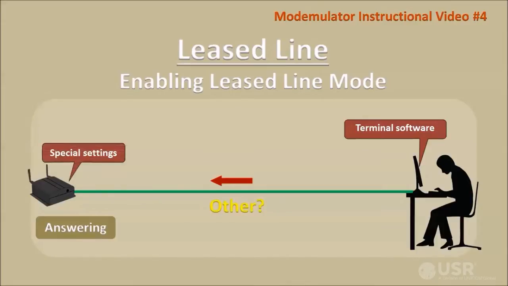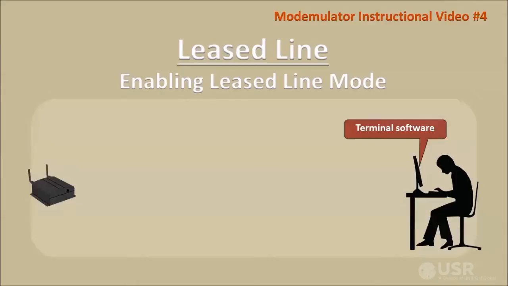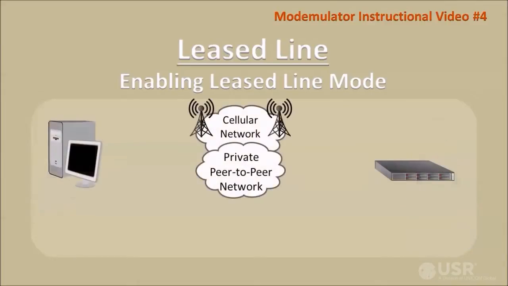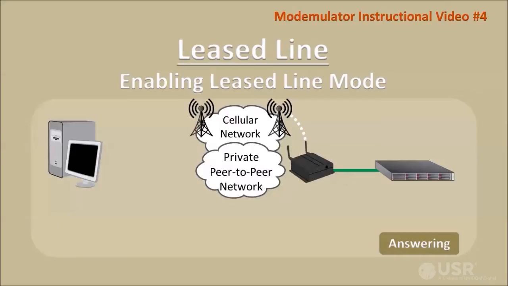Next, configure any special settings required by the application, using the corresponding commands found in the Modemulator user guide, and save those settings to non-volatile memory too. Then disconnect the modemulator from the terminal and install it into the answering end of the application so that it's ready to receive a call during the setup of the originating modemulator.